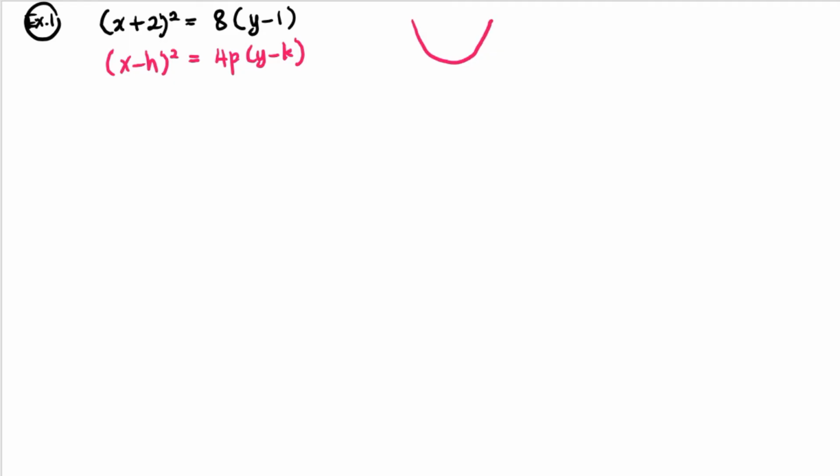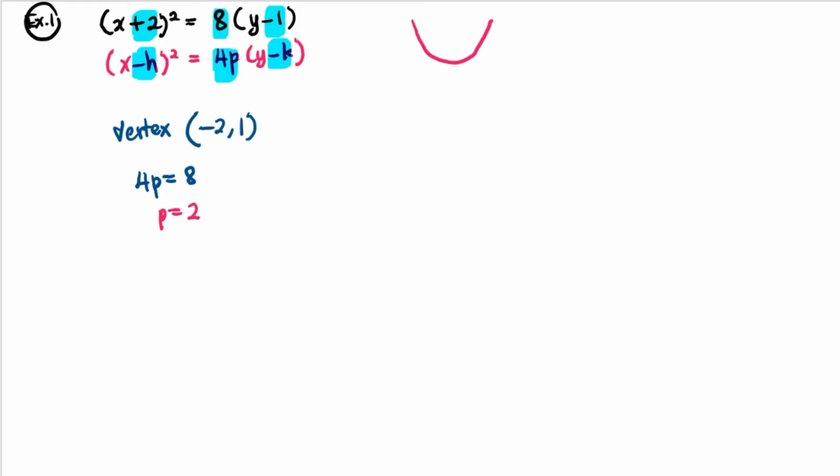When it opens upwards, meaning to say that when we compare this, we have the vertex. We compare the values for h and k. So in this case, the vertex, given by (h, k), is (-2, 1). That is the vertex. Now we want to get the value for p. By comparing these two, 4p is equal to 8, so p is actually 2.